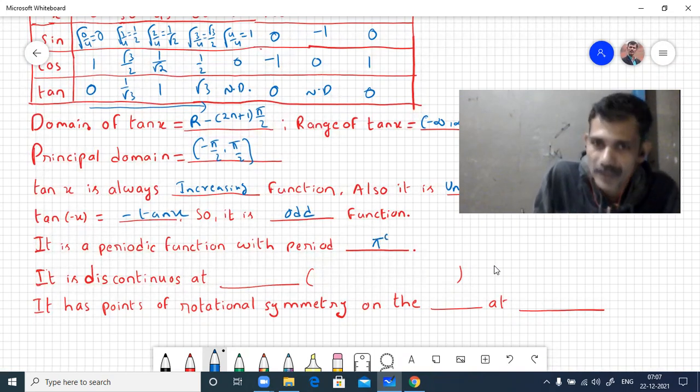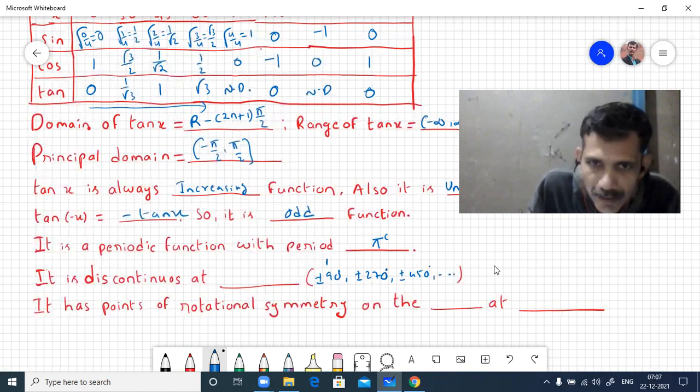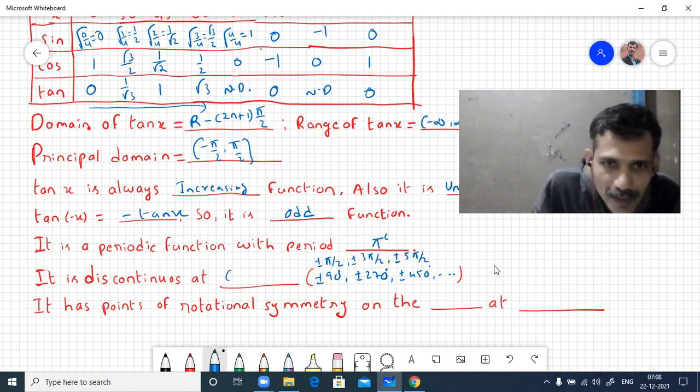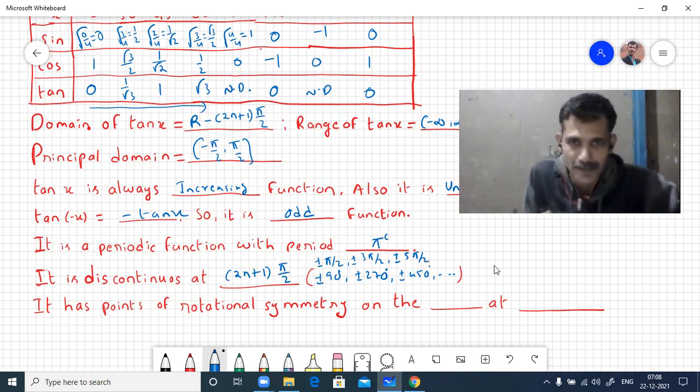This discontinuity, this also we have seen: 90, plus or minus 90, plus or minus 270 degrees, odd multiples of 90 you have to write. You can write in radians also, see. Plus or minus pi by 2 radians, plus or minus 3 pi by 2 radians, plus or minus 5 pi by 2 radians. What we can write? Where it is discontinuous: 2n plus 1 odd multiples of 90 degrees, where n is some integer.